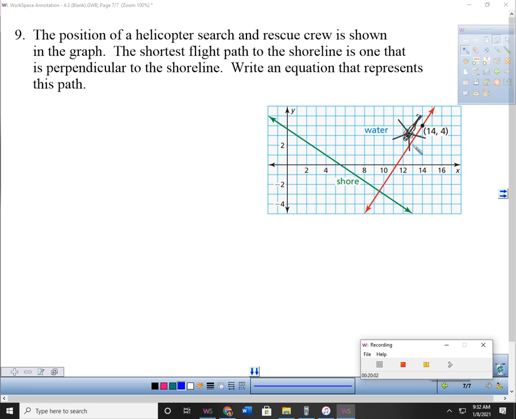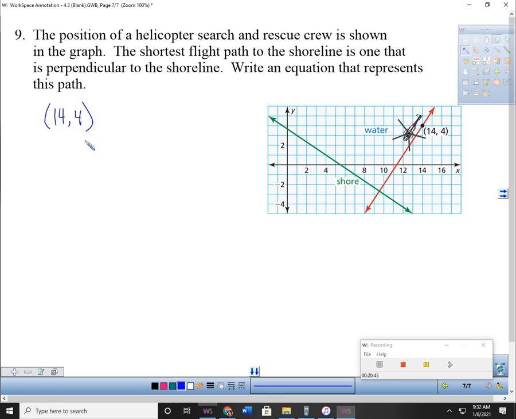So in other words, if my helicopter is flying, here's the shore, right? This would make a 90-degree angle, correct? So it says write an equation that represents the path. What's the only thing you really have right now that's just blatantly given to you that you know you need? This point right here. So I'm going to write that down because I know that I need the point.